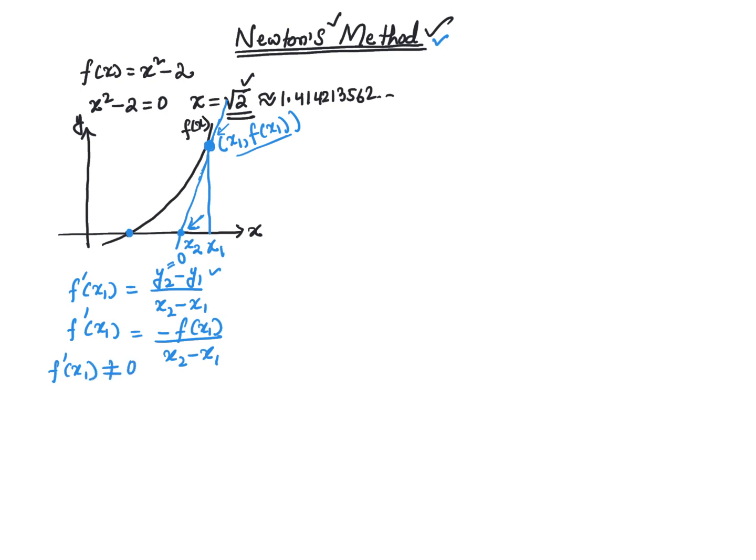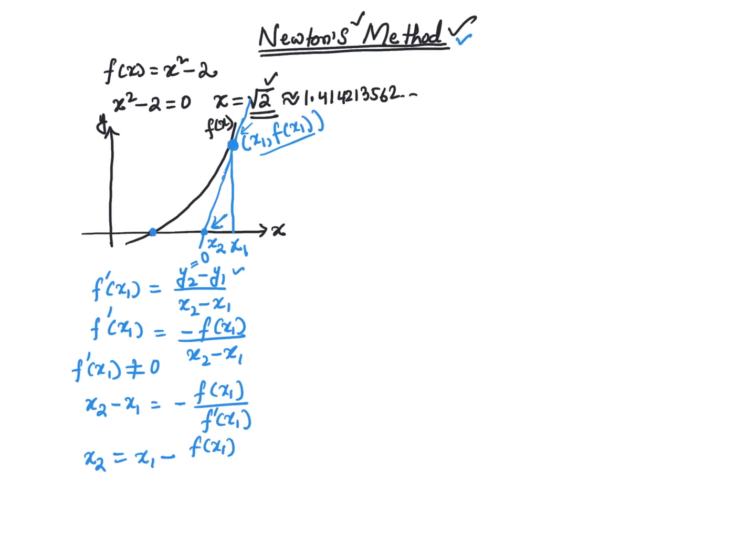Then I could rewrite it as x2 minus x1 is equal to negative f of x1 over f prime of x1. If I were to rewrite it, I'm going to get x2 is equal to x1 minus f of x1 divided by f prime of x1. Now I can take this idea and extend it.